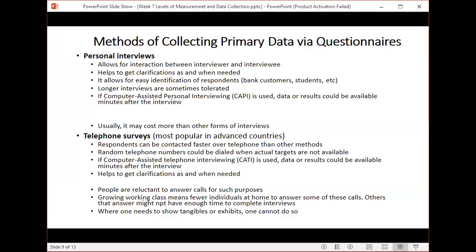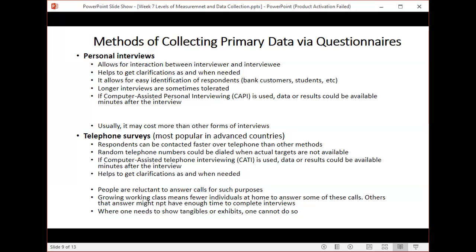Okay. Longer interviews are sometimes tolerated. Why? Because you are there. You are chatting, you are smiling, you are sharing jokes, and you are asking your questions. The person will feel okay to still stay and allow you to complete your questionnaire, even though it's probably long, right? If it were any other way, on the phone or sent through the mail, these people can decide that the questionnaire is too broad, or the questions are too many, I can't answer, and they'll stop. But with personal interviews, they normally allow you to go through and finish, right?